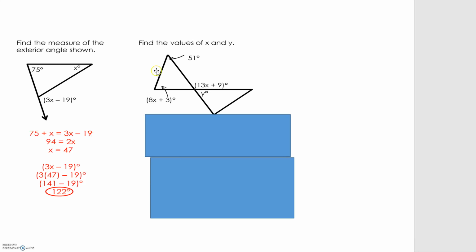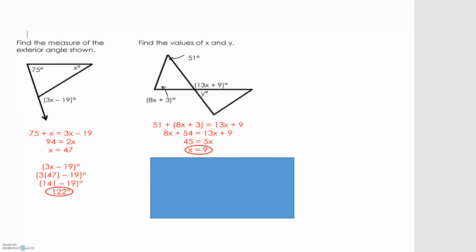So I'm going to see that I know these two angles. This angle is 51. The second angle is 8x plus 3. Now they're also giving me this exterior angle, 13x plus 9. So this is a classic example of exterior angle theorem. Okay, so I know that the sum of these two angles is equal to the exterior angle. And I'm going to set that up and solve for x. So that's exactly what this expression is showing you.